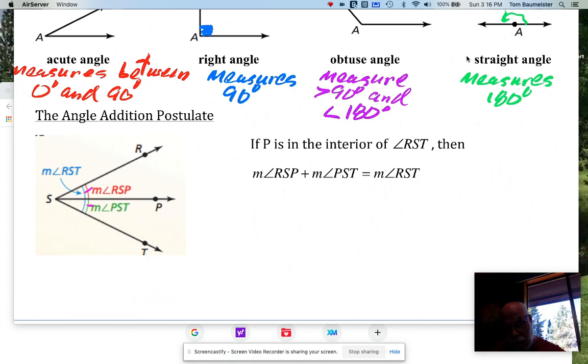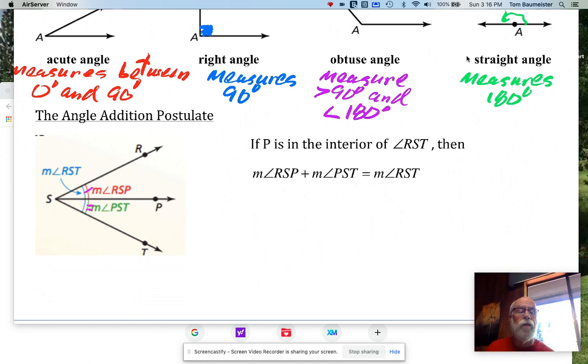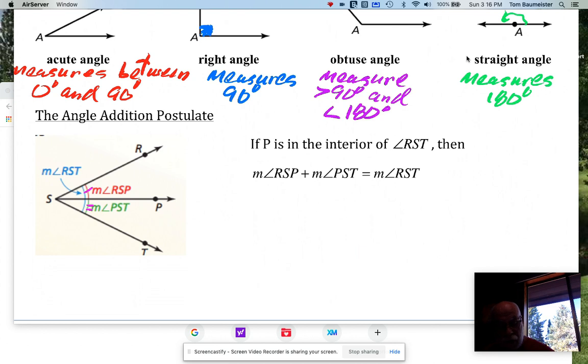On this one here, if I put 2 tick marks, angle PST is different than angle RSP. The M stands for the measure. What it's telling us is that the sum of the parts, RSP plus PST, is equal to the whole, which is RST. And that's what you have to remember on that.